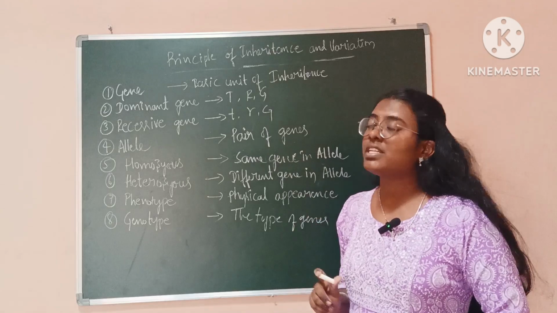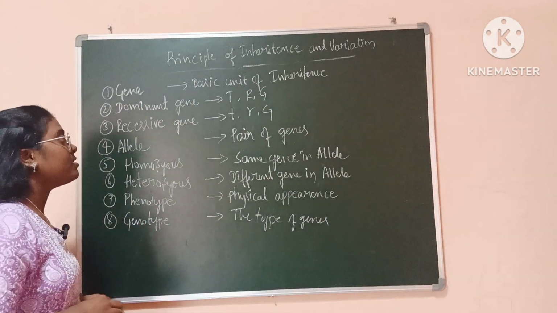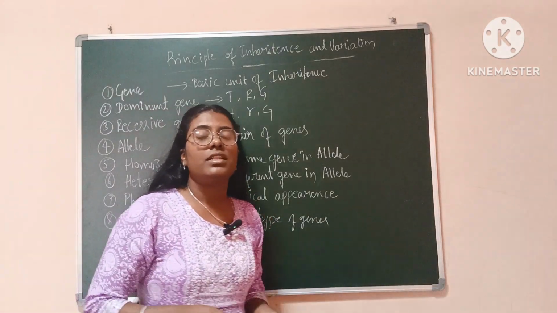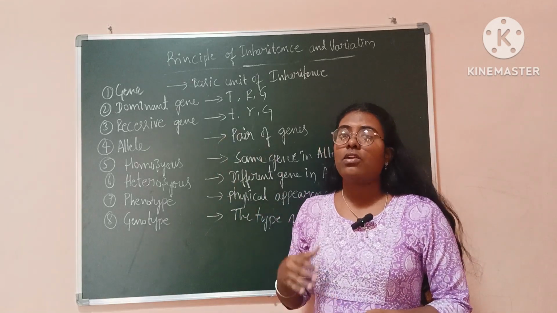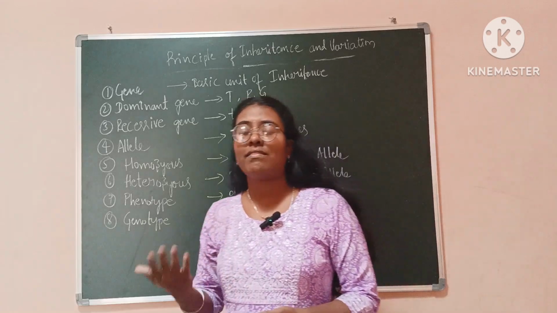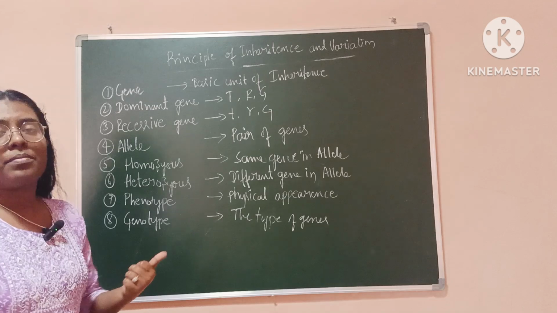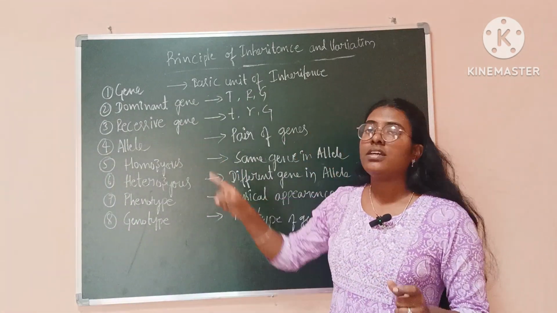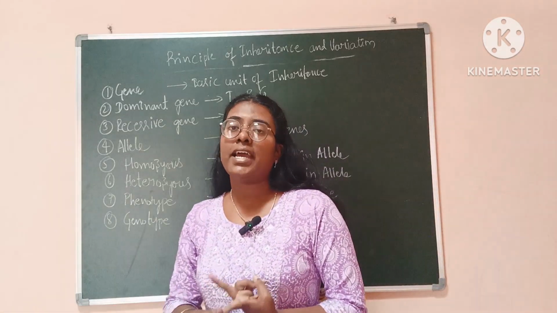Okay, so the first one is gene. What is the meaning of gene? The basic unit of inheritance is considered as gene. And again in gene we have two types, the dominant gene and the recessive gene. The dominant gene dominates over the recessive gene, and the recessive gene is always dominated by the dominant gene. And coming to allele, a pair of genes is considered as allele. The allelic set is always of two types, homozygous or heterozygous.